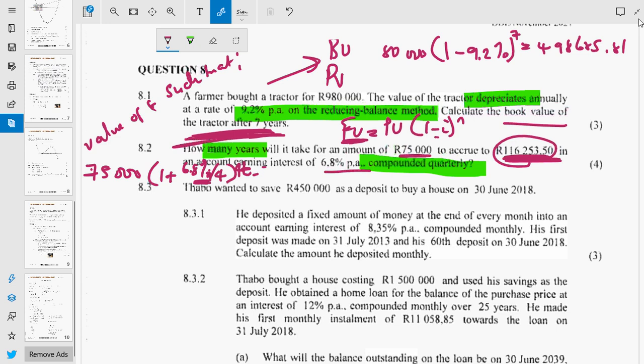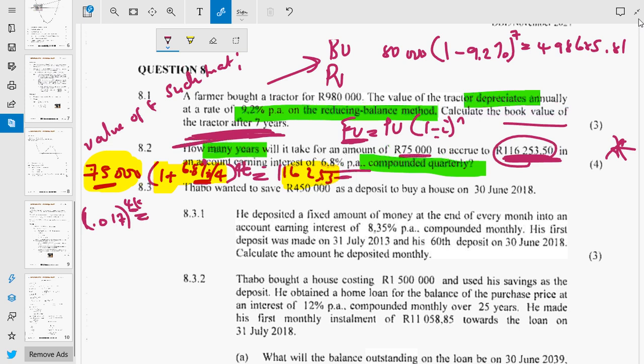So this accumulated is going to give me 116,253. Okay, so I'm going to take this, divide by this. Maybe let me highlight so that you can see. I'm going to take this and divide it here, and I'm going to add the bracket here. So what am I going to have there? I'm going to have 1.017 to the power 14. Now this 4t is quarters, but t is years. So this one was a little bit tricky. You had to be careful.